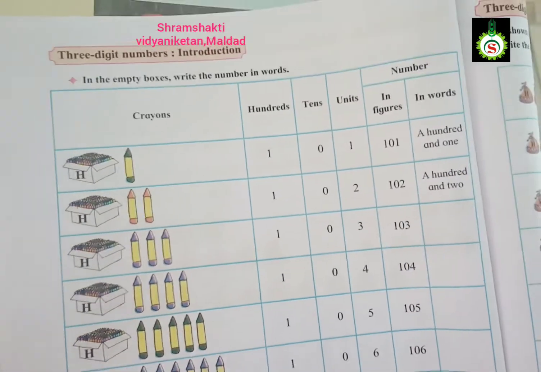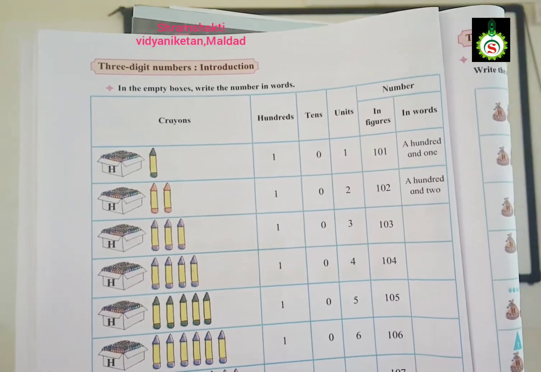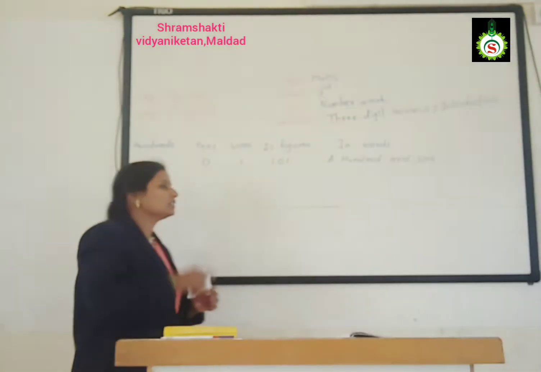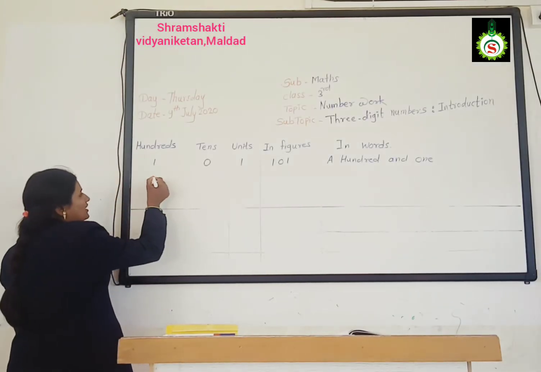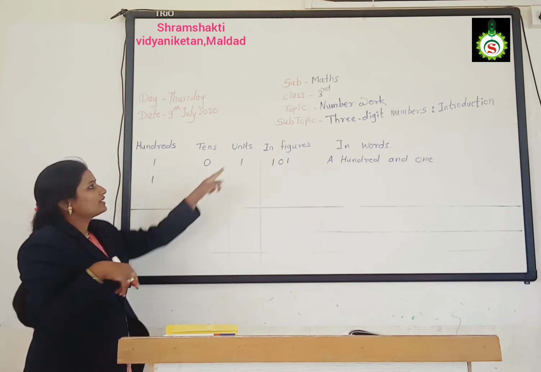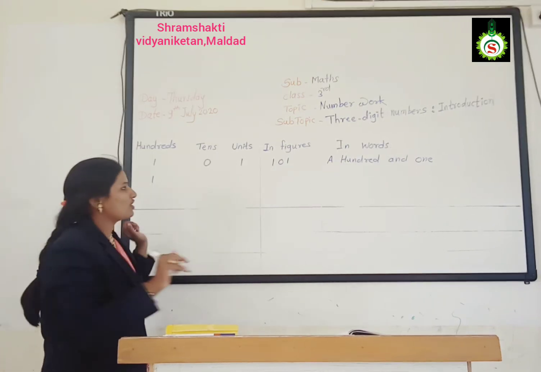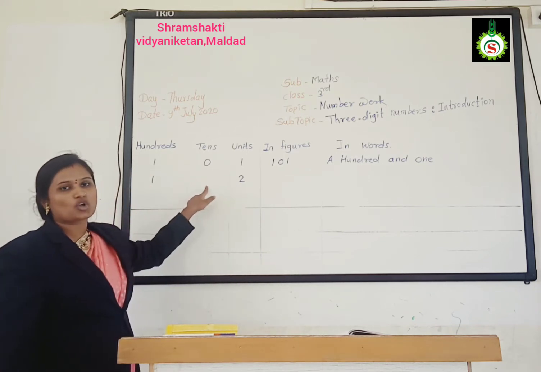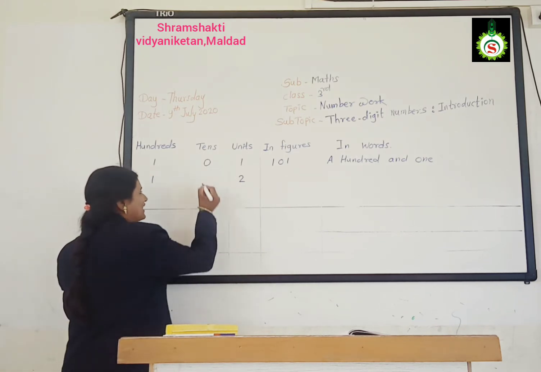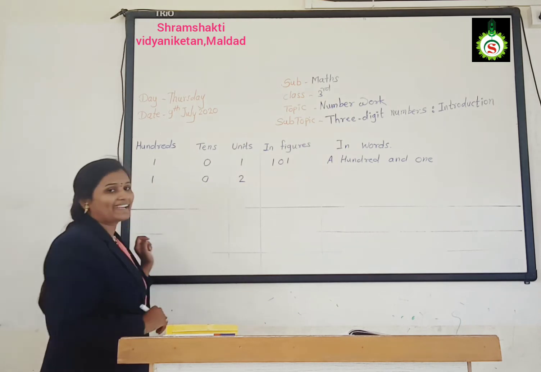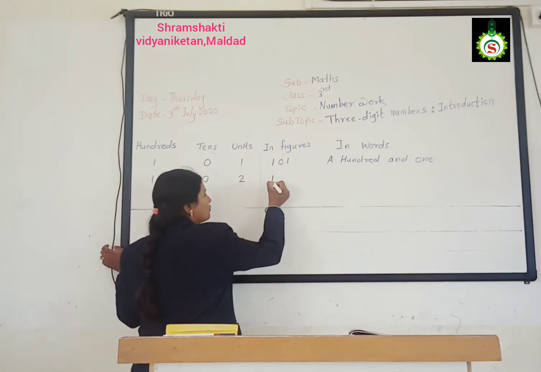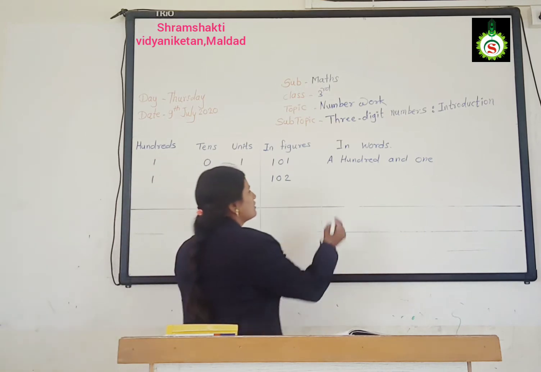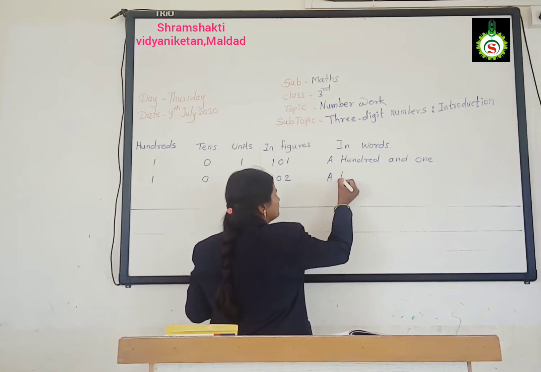A box of 100 crayons and 2 single crayons. Means we write 100 columns 1. Unit column 2 single crayon. That's why we write here 2. And tens column not given. That's why we write here 0. We get which number? 102. In word, 102.